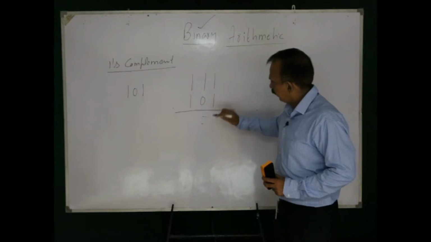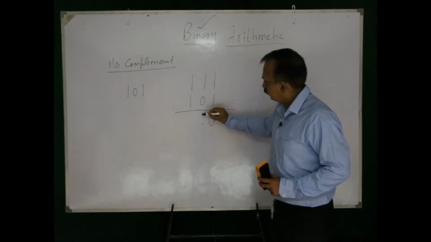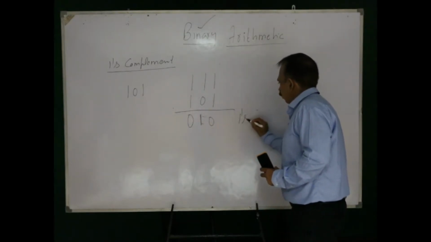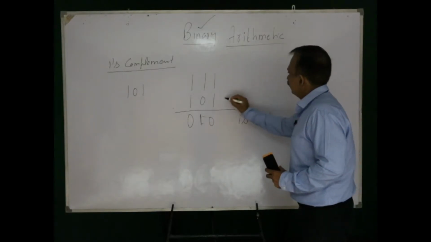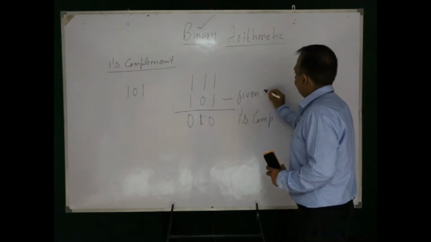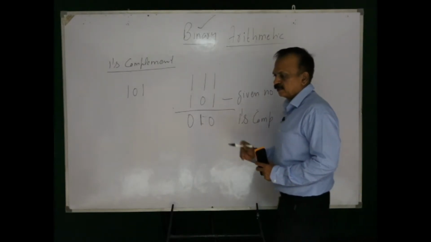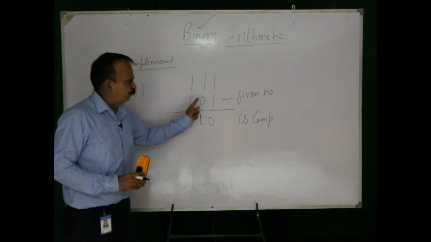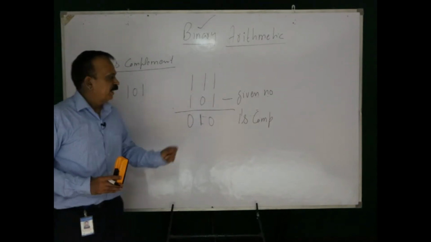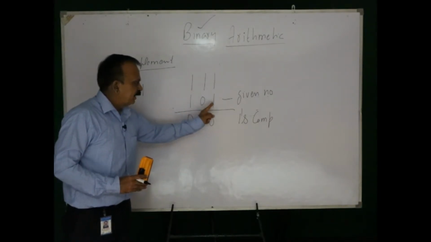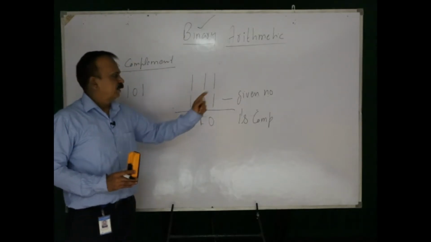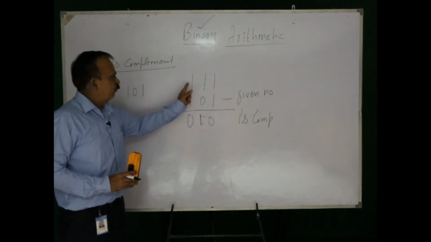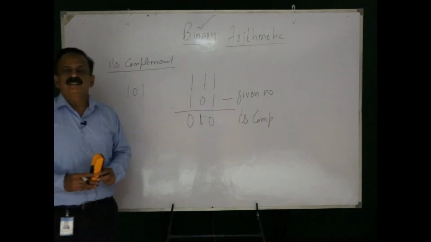Right, 1 minus 1, it is 0. 1 minus 0, it is 1. 1 minus 1, it is 0. And this is called ones complement of the given number. This is the given number, and this result is the ones complement of the number. The important thing is, I will be subtracting each bit. This bit means binary digit. I will be subtracting each bit of the number from 1. So 1 minus 1, it is 0. 1 minus 0, it is 1, and 1 minus 1, it is 0.